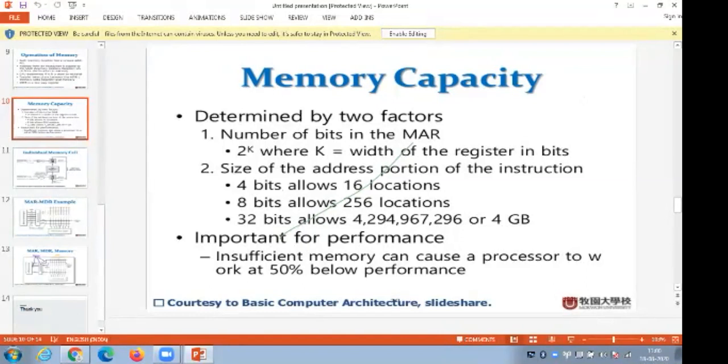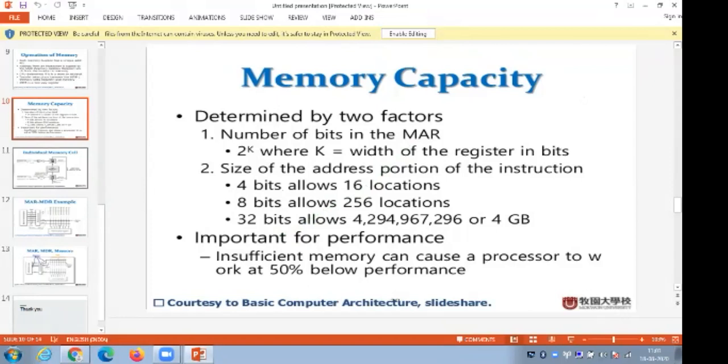The cells in the memory contain the same number of bits. If a cell contains k bits, it can hold one of 2 to the power of k different bit combinations. So here k is the number of bits in the memory.